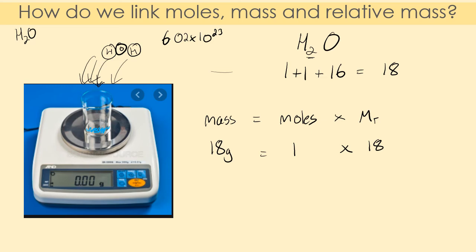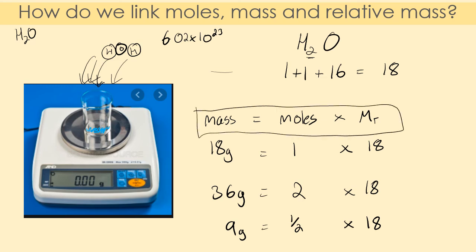Now what would happen if I put 2 moles of water? Let's have a look. So I have 2 moles of water. I'm going to use my same equation here. So my number of moles this time is now 2. My Mr has stayed the same. That's 18. I'm going to do 2 times 18, and that will give me 36 grams of water. Now what if I only put half a mole in? So I would have half times 18, and that would equal 9 grams. So we've got this equation here.